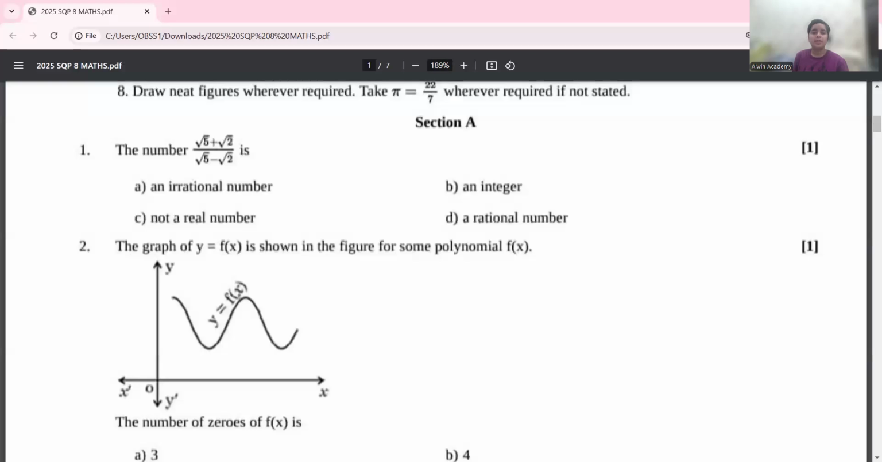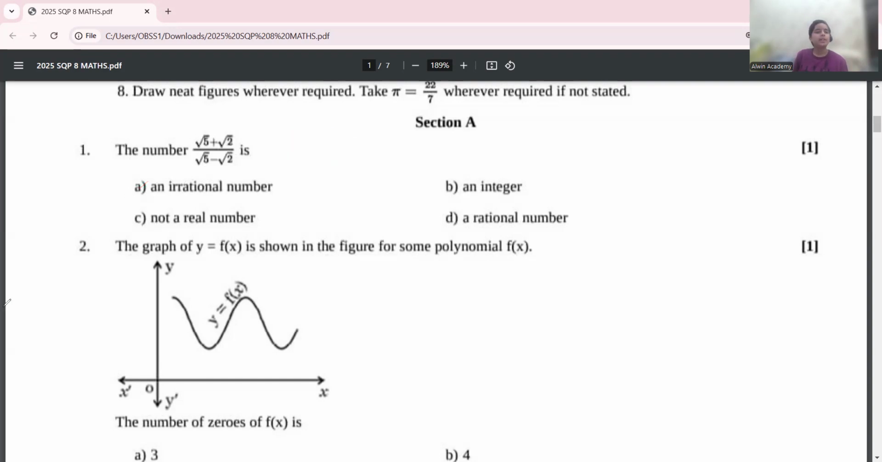Coming to the first question, the number (root 5 plus root 2) upon (root 5 minus root 2) is. Though we can see this is an irrational number, it is always better to first rationalize it and confirm. So we multiply it by root 5 plus root 2, and when we expand the expression, below it gets rationalized, above we still have an irrational number, hence the complete number becomes an irrational number.